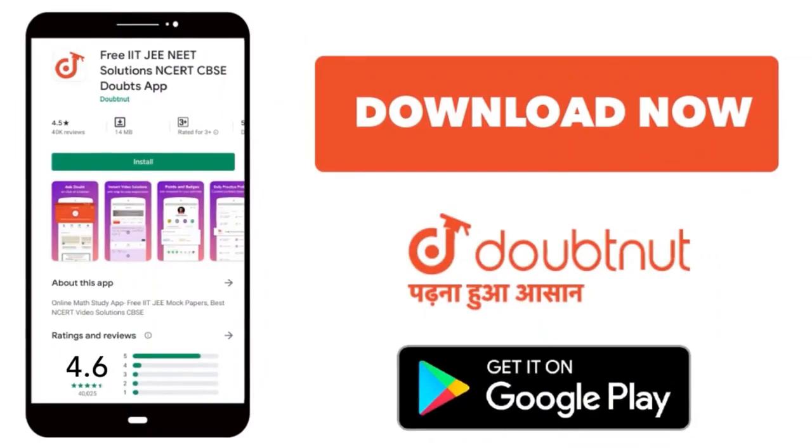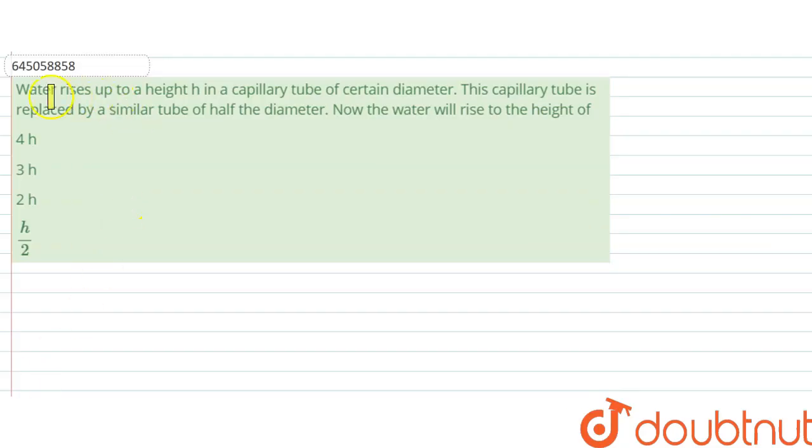Hello, we are given with the question, and the question says water rises up to a height of h in a capillary tube of certain diameter. The capillary tube is replaced by a similar tube of half the diameter. Now the water will rise to a height of how much?